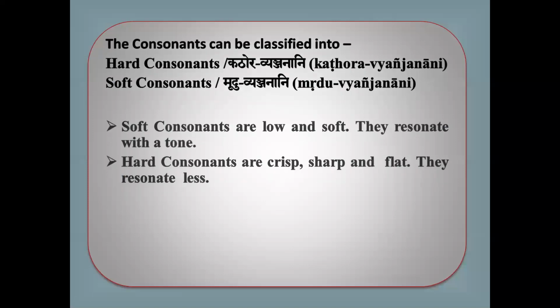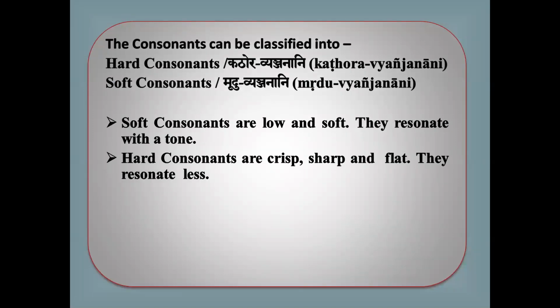Now hard and soft. Let us see. These consonants have one more classification. They are classified into hard and soft. The word for hard in Saṃskṛtam is kathora. Kathora means hard. Kathora vyanjanani. And soft is mridu. Mridu vyanjanani. So mridu vyanjanani and kathora vyanjanani.